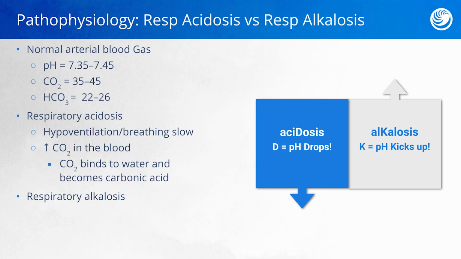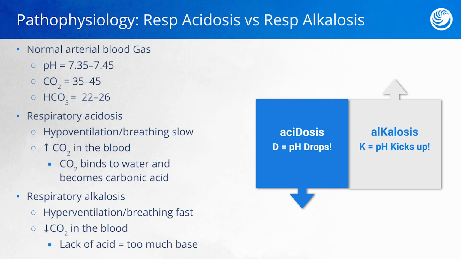Now, let's compare respiratory alkalosis. In this situation, remember, we are hyperventilating. It's the exact opposite. So our patient is hyperventilating, they are breathing fast. When they are breathing fast, it's going to blow out the CO2 from the body. There's going to be less CO2 in the blood, and we're going to have a lack of acid, making our body in a base state.